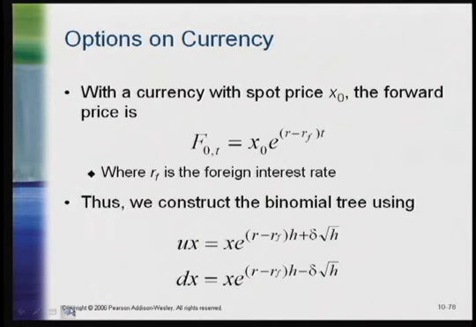Next, let's consider options on currency. One can think of a currency, for example, if the underlying currency was a euro. We might imagine that we're trying to price a call option to buy 1 euro for the price of $1.25. So that would be a natural option.